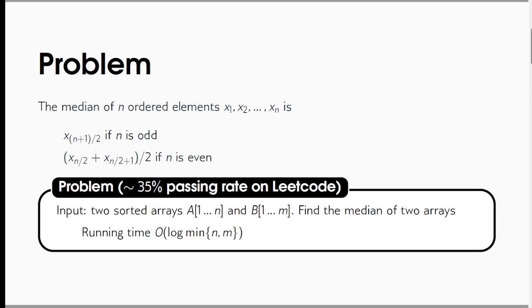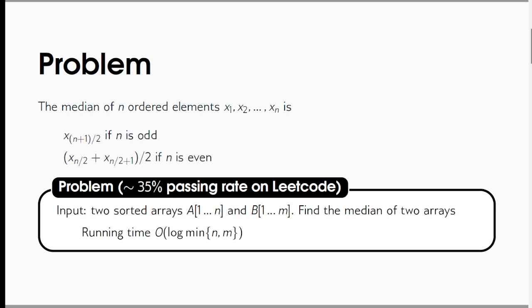Okay, so first let me state the problem. If we have n ordered elements, x1, x2 up to xn, then the median of these elements is defined to be the middle element, which is x of (n plus 1) divided by 2 if n is odd. If n is even, there is no middle element, so a popular convention is to take the average of the two middle elements, which is x of n over 2 plus x of n over 2 plus 1.